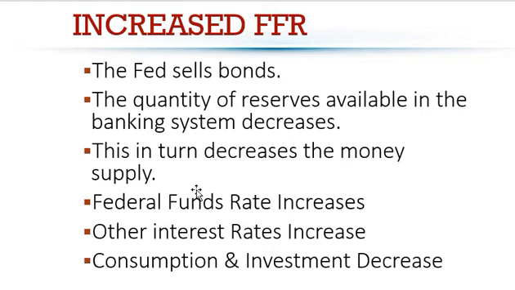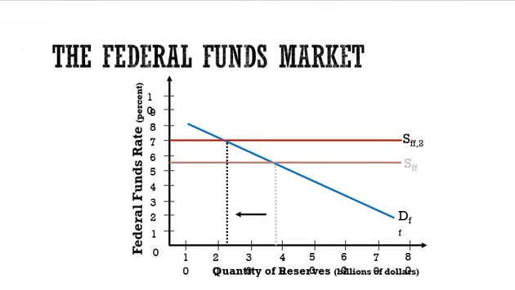If the interest rate's higher, we're not going to buy those cars and refrigerators, and firms aren't going to invest in new capital. We're not going to buy new homes. So consumption and investment are going to decrease. That's what this is going to look like. This is actually a decrease in the amount of funds out there, so the federal funds rate will increase. So that is how the federal funds market is going to impact the federal funds rate and our economy.